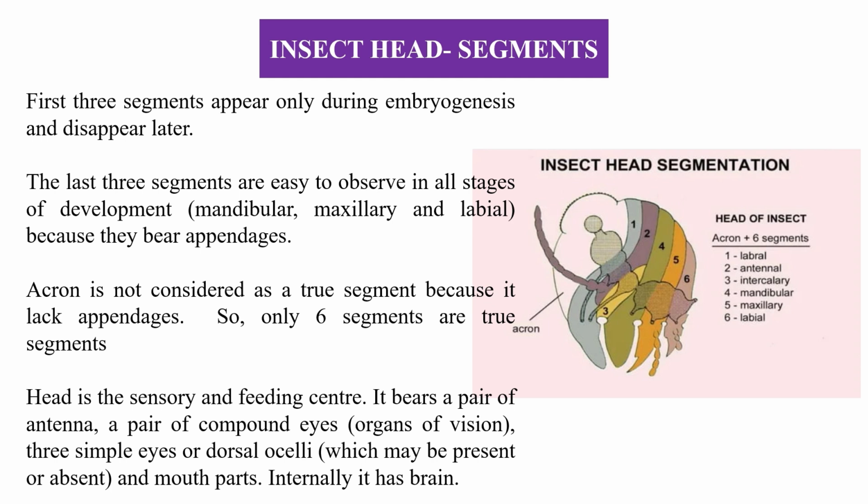The head is the sensory and feeding center. It bears a pair of antennae, a pair of compound eyes, organs of vision, 3 simple eyes or dorsal ocelli, which may be present or absent, and mouthparts. Internally, it has the brain.